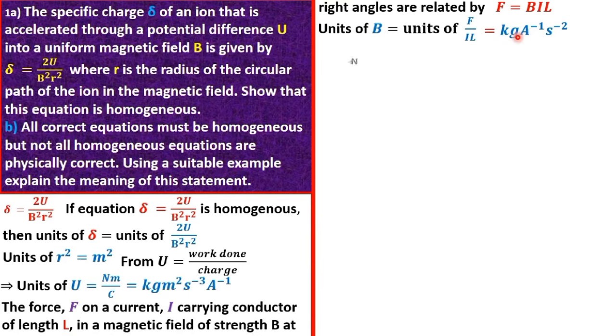Great. Now we can simply say that our units of 2U over B squared R squared simply become, note that 2 is simply a unitless constant, so it has no unit, or its unit is 1. Great.